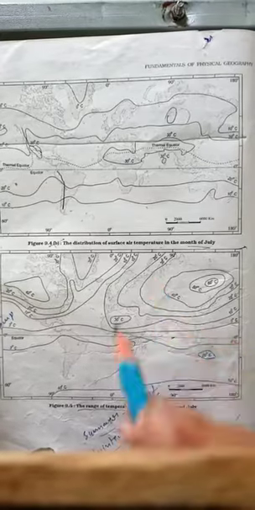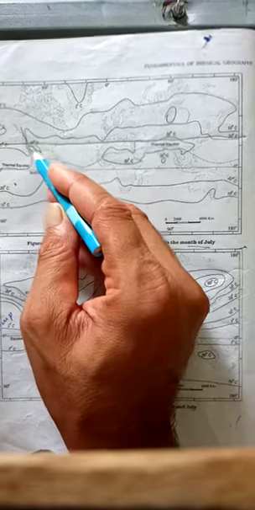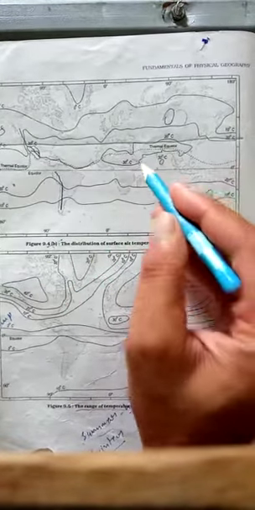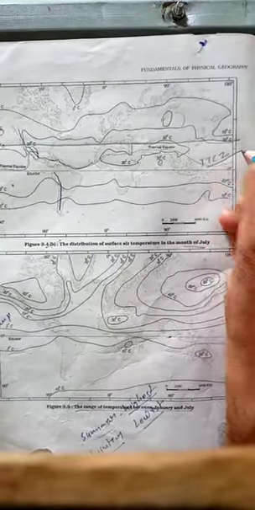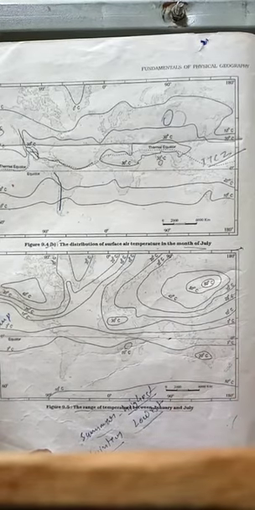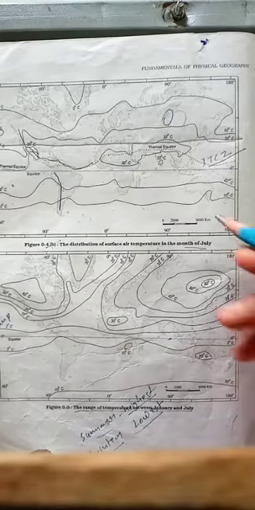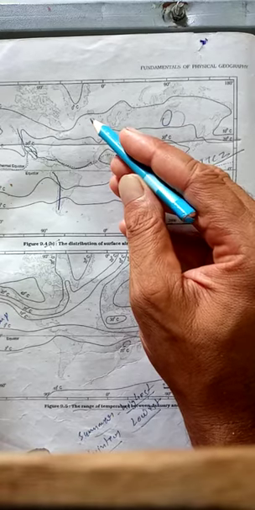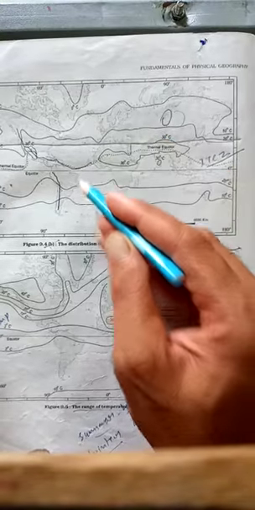In July, the thermal equator is displaced toward the north. This is the thermal equator, right? And this is the area of ITCZ. Another important feature of the July isotherms is that over the continent they bend toward the North Pole, and over the ocean they bend toward the equator.